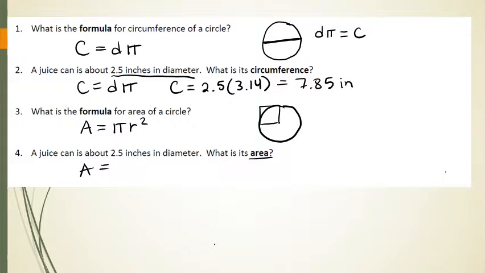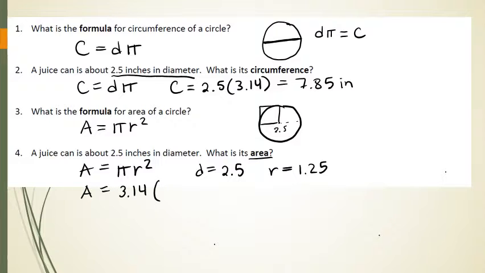So area equals pi r squared. It's always great to write out the formula. We know the diameter is 2.5, but what's the radius? Well, the diameter would be the whole distance across here as 2.5. So looking at the radius, we're going to cut the diameter in half, and that would be 1 25/100. So now we can plug it into our formula. So area equals pi 3.14 times the radius 1.25 times the radius 1.25.